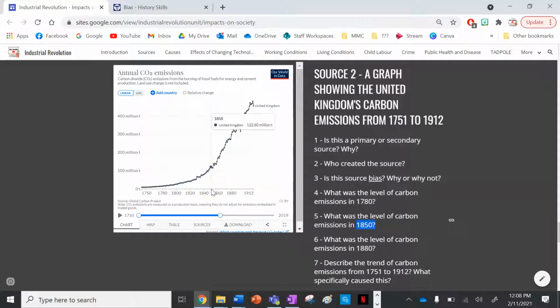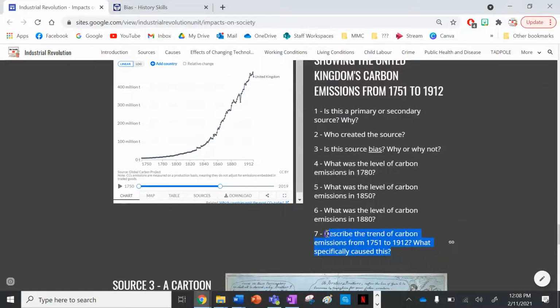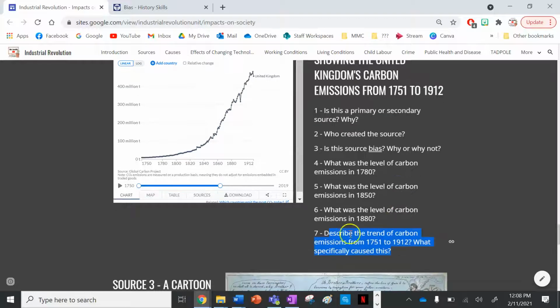Now we need the level of carbon emissions in 1850. We've got 122.6 million tonnes. What was the level of carbon emissions in 1880 exactly? 297.12 million tonnes. Now, looking at the last 3 questions, and just looking at the graph, you can see it's going up. Describe the trend of carbon emissions from 1751 to 1912 and what specifically caused this.